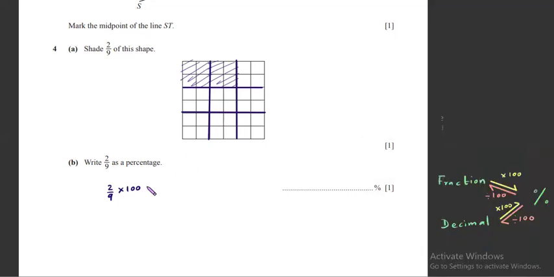22.22%. So I can write it as 22.22%. You can also write it as 22.2% as well. That is correct to 3 significant figures. But to stay on the safer side, it's always best to write it to 2 decimal places.